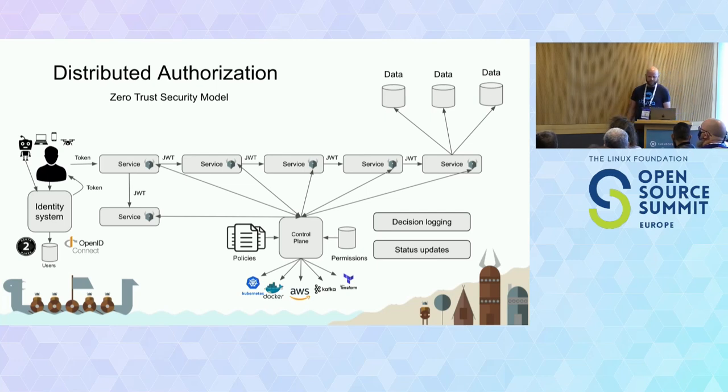And another problem with that model is, of course, one of these services might run a cron job, which would then be behind the gateway and would then also not be authorized. So the zero trust security model mandates that you do authorization in all these locations.